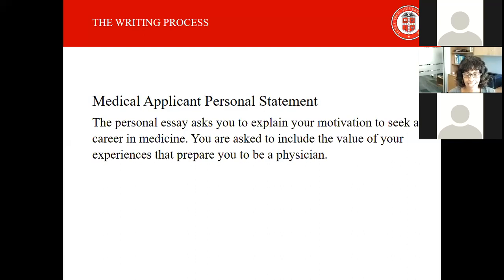Looking at that second sentence, you are asked to include the value of your experiences that prepare you to be a physician. What word stands out to you in that sentence? Remember, we also talked about paying attention to language in the prompt, certain words that may pop out. In that second sentence, what word is sticking out that's probably very important? Value. Yes, value. So they're asking you to include the value of your experiences that prepare you to be a physician. They're not asking you to just include experiences, right? The value of them. So you're going to have to talk about how they were valuable to you, the impact of them on you in regard to preparing you to be a physician. So that word there is very important.